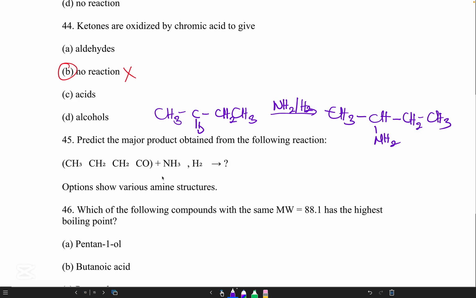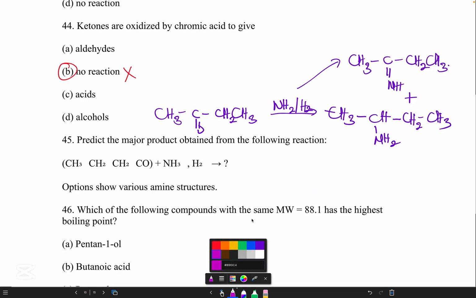Do you understand? Most of you don't understand, but just take it as it is. What I'm telling you is that this reaction is going to form an imine first. The imine is something like this: CH3, C, double bond, NH, then you have CH2, CH3. Then when you now add hydrogen, H2, to this imine, that is when it will give you this product here. And this is the answer you are going to see in that option.